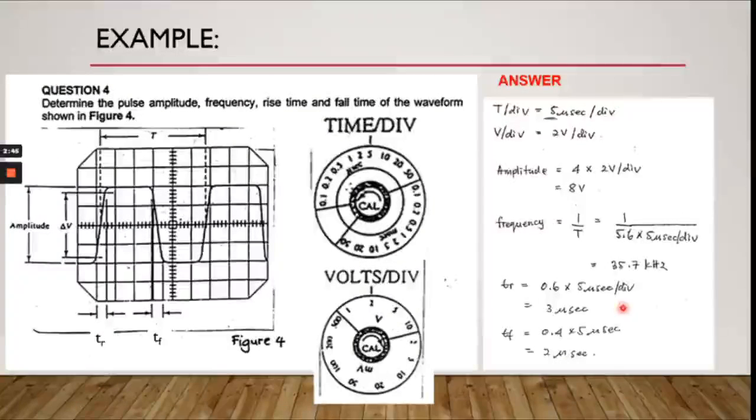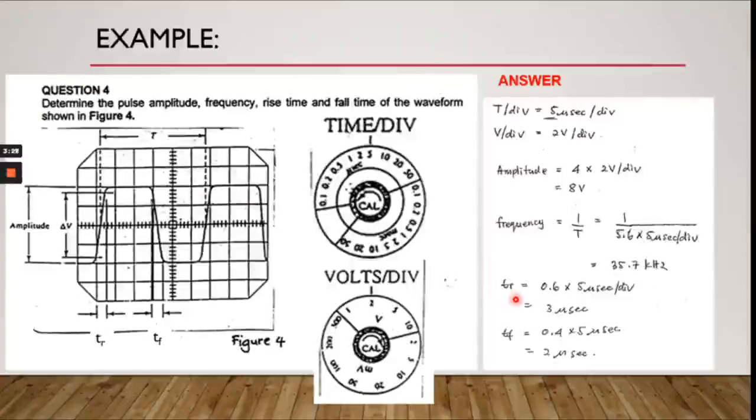Now for another example, this one involves the rise time, fall time, amplitude and frequency. So remember, the amplitude we only measure from the x-axis up to the peak value. So the amplitude is given as 4 times 2 volt per division. So we can see here that the volt per division is 2 volts and the time per division is 5 microseconds. So the unit here is microsecond. And we get the frequency as 35.7 kilohertz.